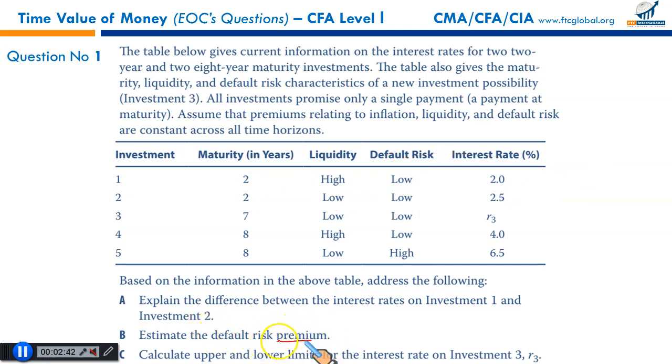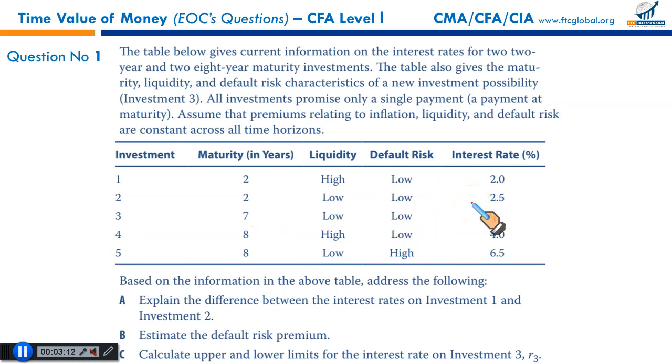estimate the default risk premium. Default risk premium for investment 1 is low, 2 low, 3 low, investment 4 low, and investment 5 high. So this is an investment that can help us calculate the default risk. Now compare investment 4 and investment 5. Both have a maturity of 8 years. One has high liquidity, another has low liquidity. One has high default risk, the other has low default risk.